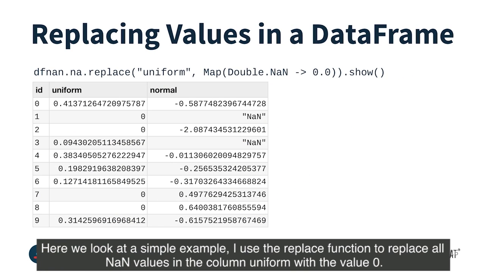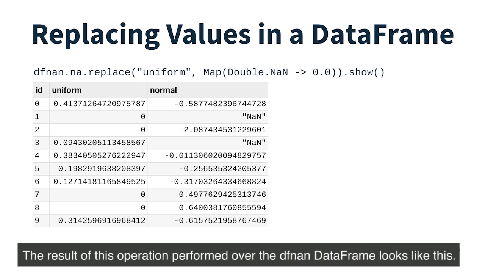Here we look at a simple example. I use the replace function to replace all NaN values in the column uniform with the value 0. The result of this operation performed over the dfNaN data frame looks like this.